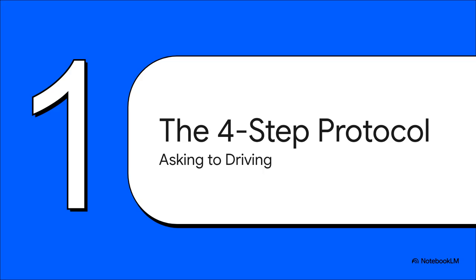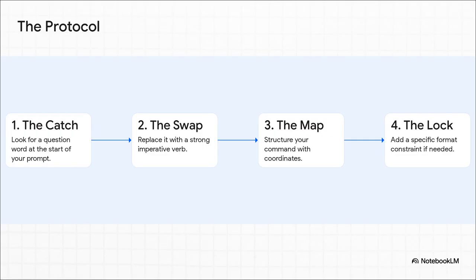So how do we build one of these powerful statements of intent every single time? Well, it's actually really simple. We just need to follow a quick 4-step protocol. Let's walk through it together. Here we go. First up is the catch. Just before you hit enter, look for a question word at the start, like can, could, or would. Second, the swap. Get rid of that word and replace it with a strong command verb. Third, the map. This is where you give your command clear coordinates. And finally, the lock. If you need a specific kind of output, like a table or a list, you demand it.